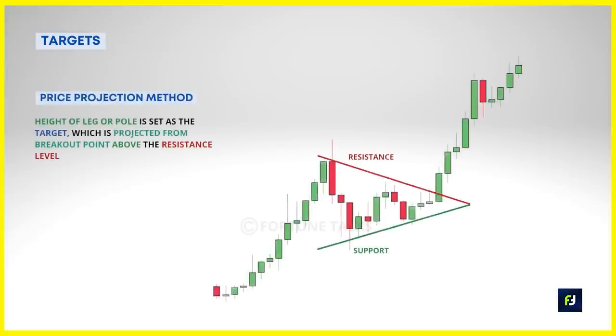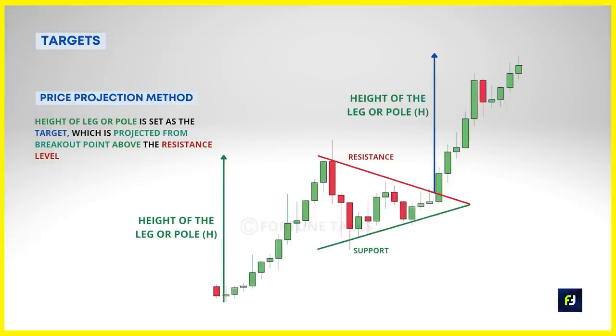And finally, let's learn how to set a target for the bull pennant patterns. Now there are many ways that you can exit your winners, and one of the standard approaches is to have a predetermined profit target based on the length of the leg or the pole of the pattern. This is called the price projection method, and here you have to first measure the length of the pennant leg, then project this length from the breakout point above the resistance trend line. Now this will be your profit target.